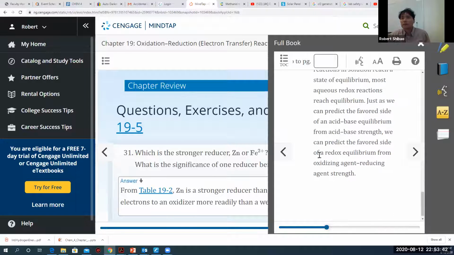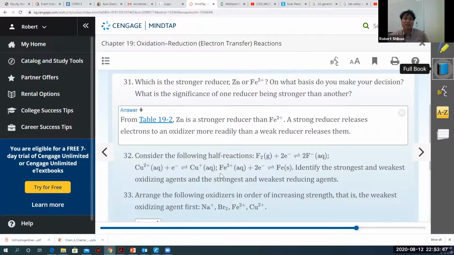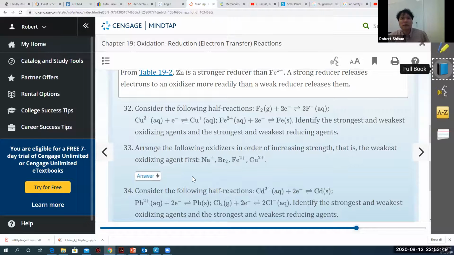Actually, the table is not really there. The redox chart. If we're looking at the redox chart, then it's simple. Arrange the following oxidizers in order of increasing strength, that is, the weakest oxidizer first. Well, we could use the chart for this if we want.